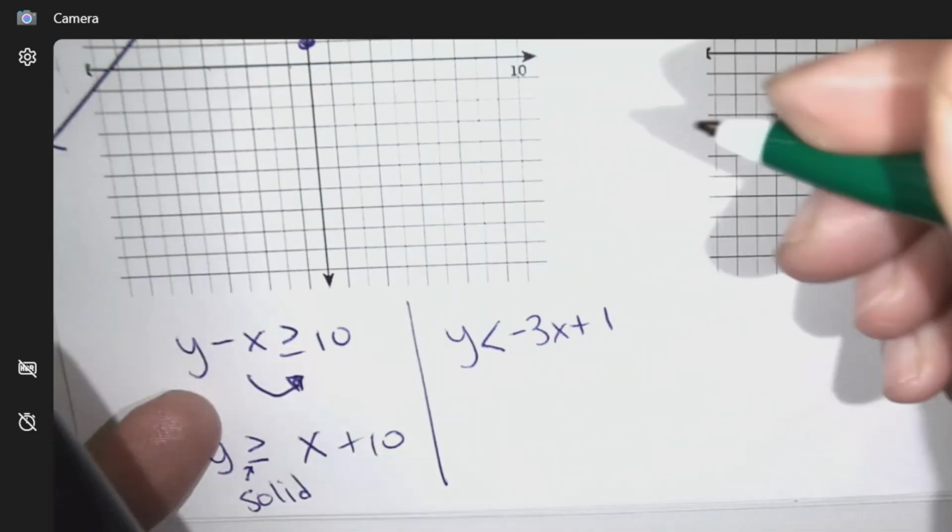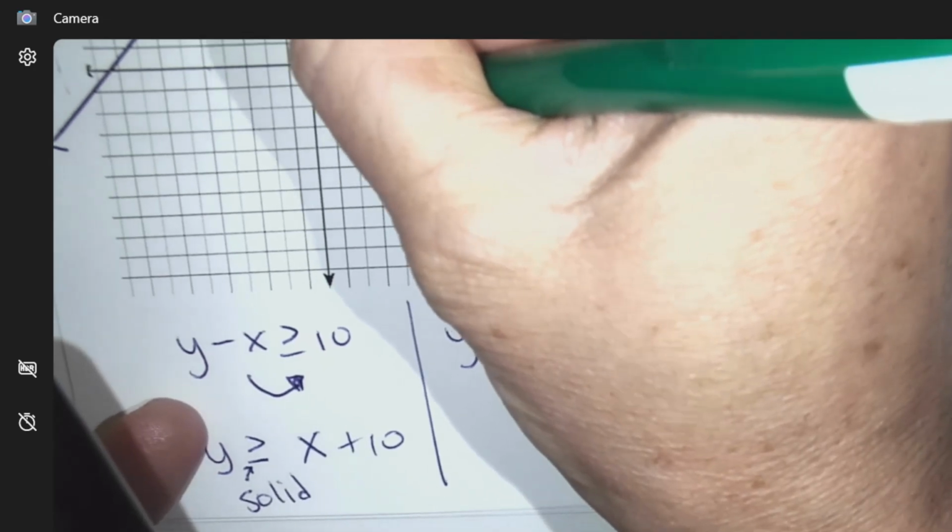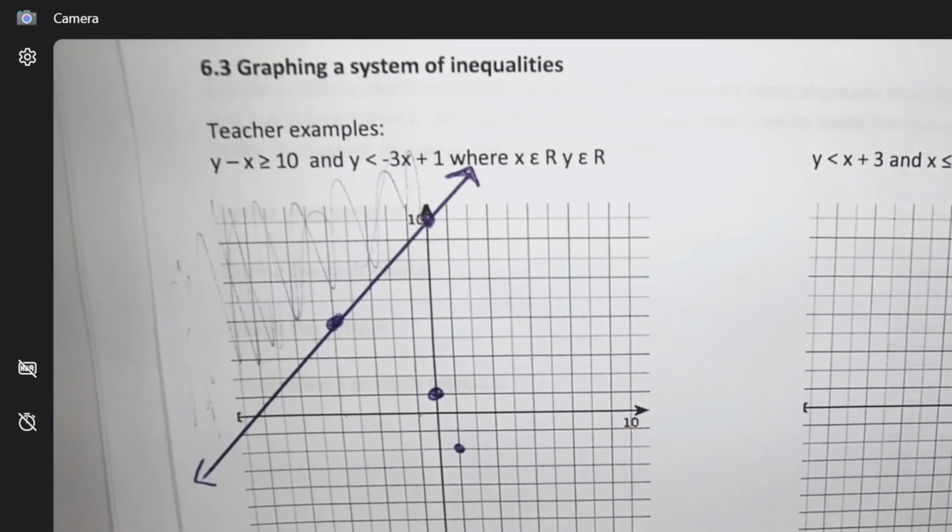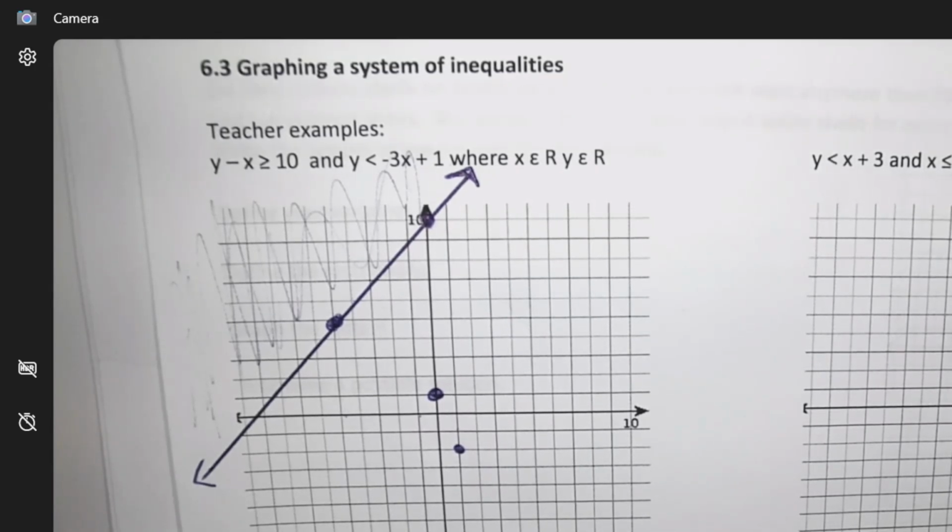(1, -2). This is in our notes, or it's called 6.3. Not sure what page. Right. Yeah.